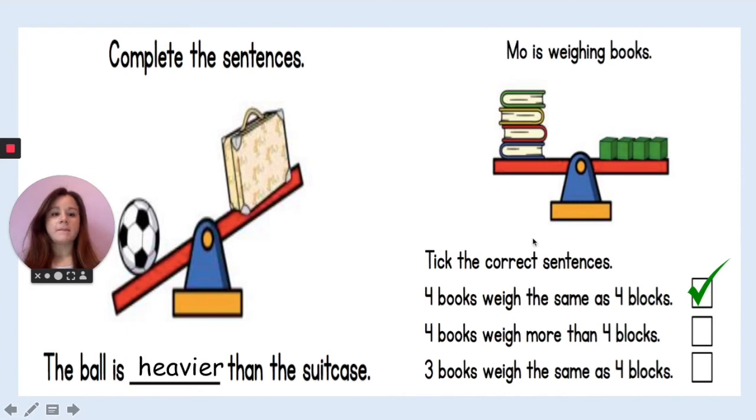Mo is weighing books. Tick the correct sentences. 4 books weigh the same as 4 blocks. So we've got 1, 2, 3, 4 books and 1, 2, 3, 4 blocks. We know that they weigh the same because the balance is equal, the balance is straight. That means that the weight is the same on both sides. Well done if you got that correct.